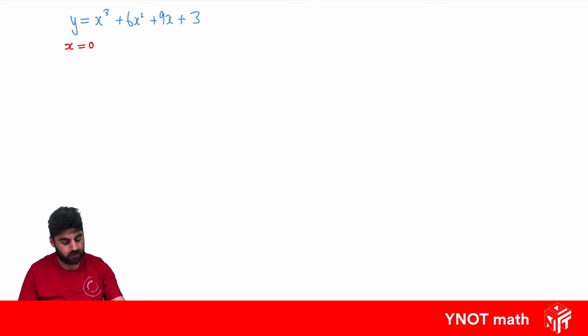We can just make x equal to 0, and if we do that, we'll just get y equals 3, which will be our y-intercept. That's always a good first step.